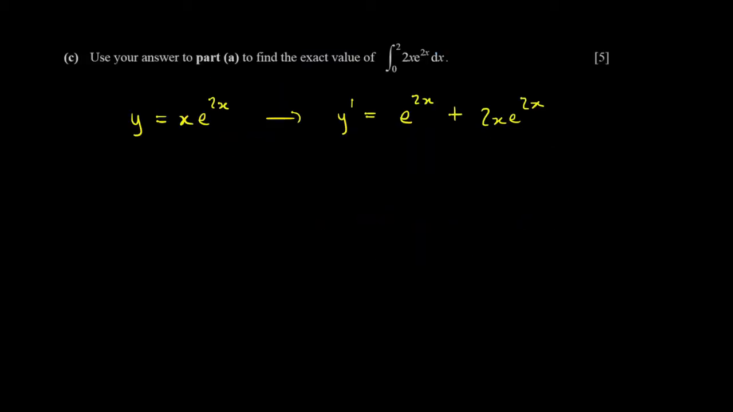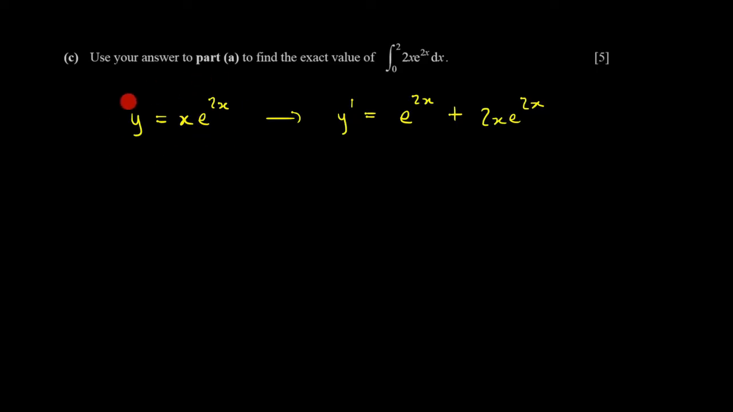Okay, so here we are in part C of this question. Using our answer to part A, that's the key thing here, find the exact value of this integral. Now, what did we learn in part A? We learned that if we had the function y equals x e to the 2x and we differentiated it, we would get e to the 2x plus 2x e to the 2x. Now, how can we use this answer to find the integral?